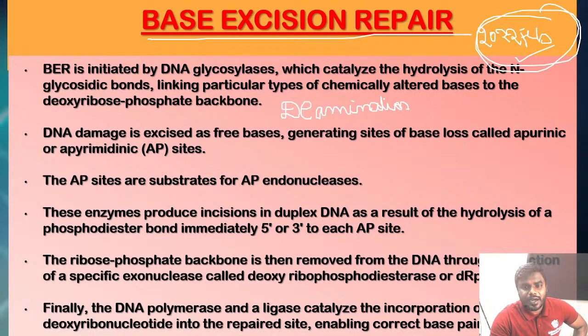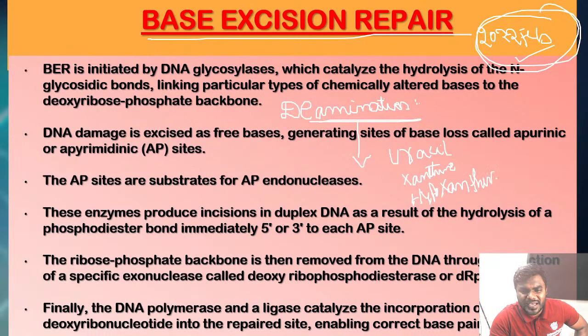See friends, I told all of you very carefully, because of the process of deamination, many wrong bases are involved. Yes or no? Of course, I told you, right? Because of deamination, we already discussed, right? Uracil can form, xanthine can form, hypoxanthine can form. What will form? Uracil, xanthine and hypoxanthine.